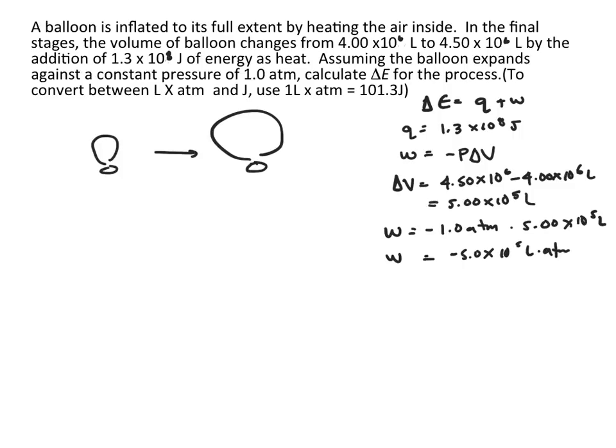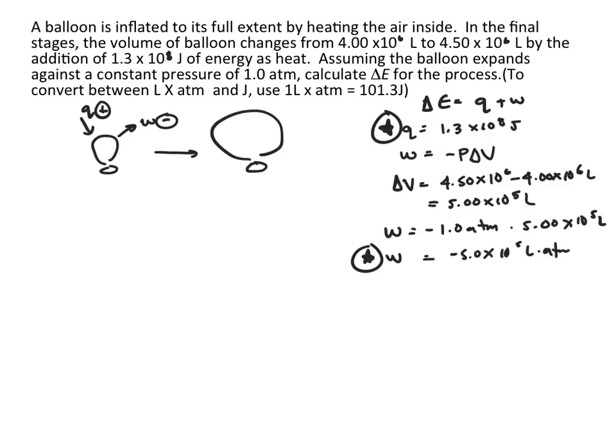Before we calculate delta E, let's analyze how our Q value and our work value correspond to what's happening within our system. Remember, our system is the balloon, and the balloon is being heated. So we have added heat to the system. We have a positive Q because the system is absorbing heat. And as this balloon expands, work is being done to the surroundings. So we end up with a negative sign for our W because the system is expanding to do work to the surroundings. So we have an endothermic process that is doing work to the surroundings.